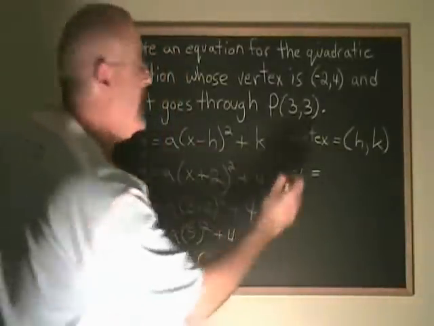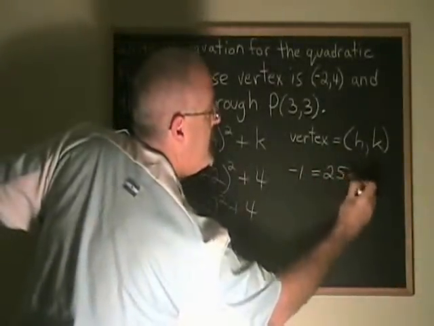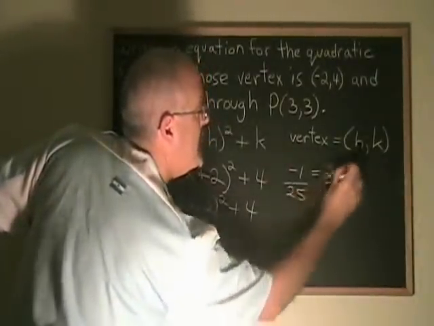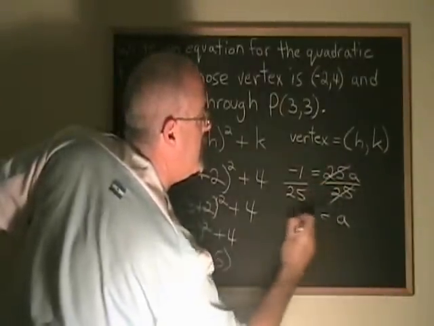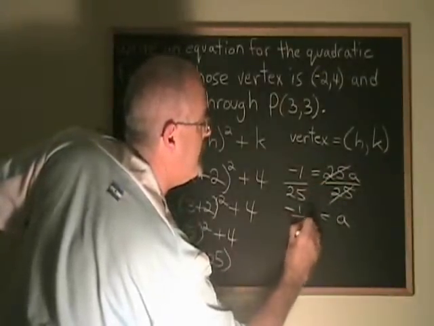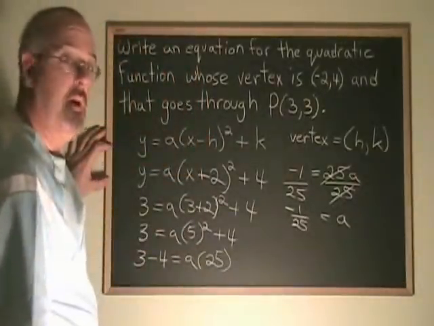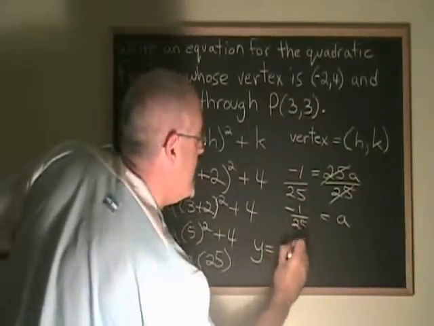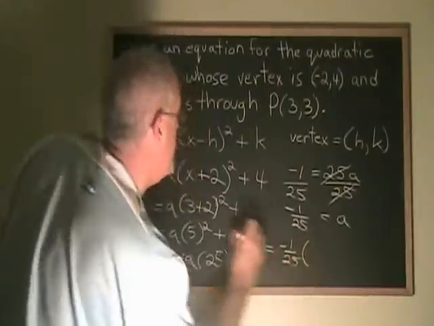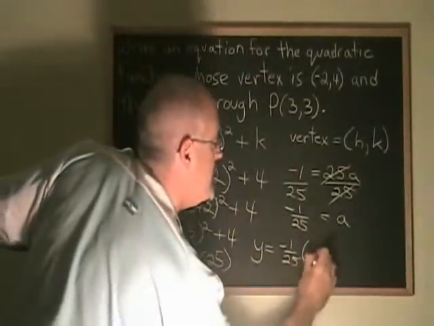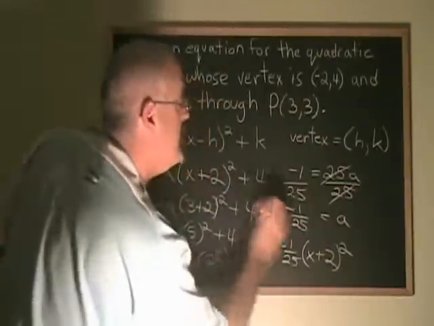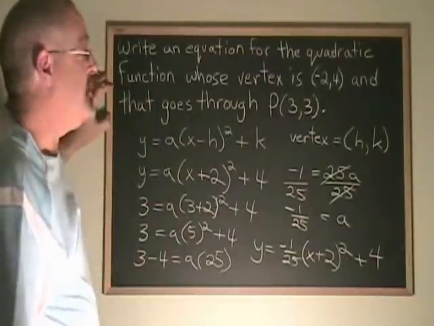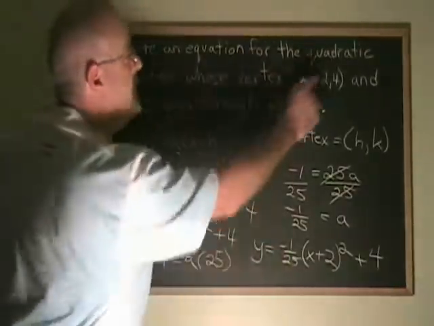And a times 25 can be expressed as 25a. Let's divide both sides by 25 to isolate the a. These cancel. A is equal to negative 1/25. And that means I can write my equation: y equals a, which is negative 1/25, times (x plus 2) squared plus 4. This is how you find the equation of a quadratic function when you are given the vertex and another point.